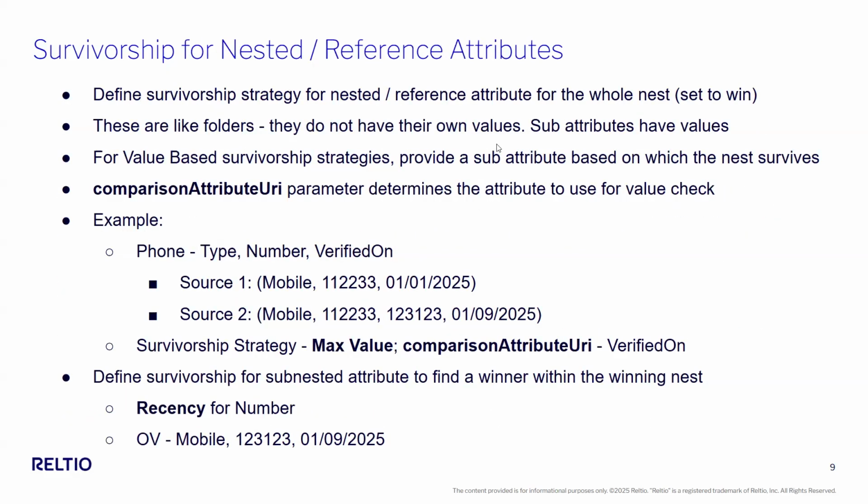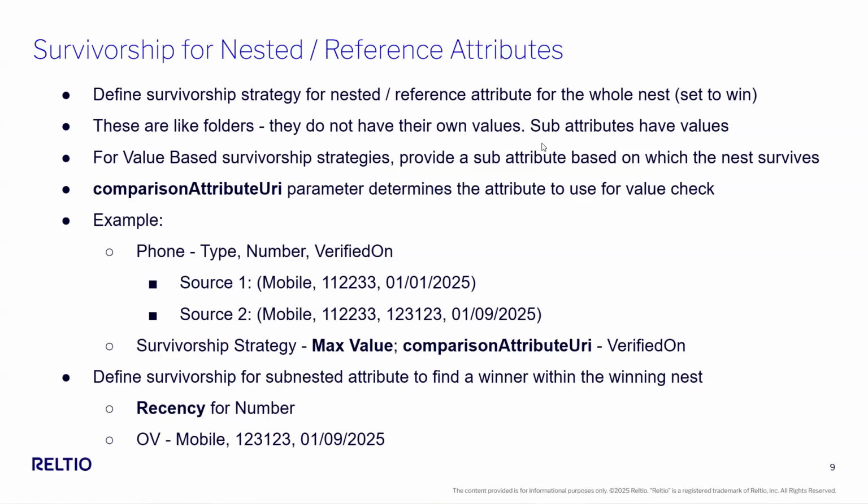All right, let's talk about survivorship for nested attributes and reference attributes. This is slightly different from simple attributes because you can think of nested or reference attributes as a folder structure. The nest itself doesn't have the data. It is a simple attribute within the nest that actually has the value. So whenever you're defining survivorship for nested or reference attributes, a few additional configurations might be required.